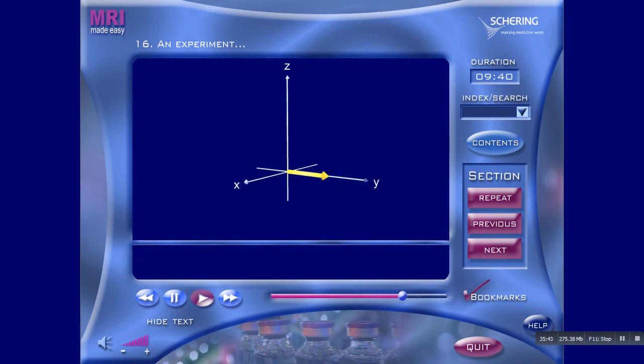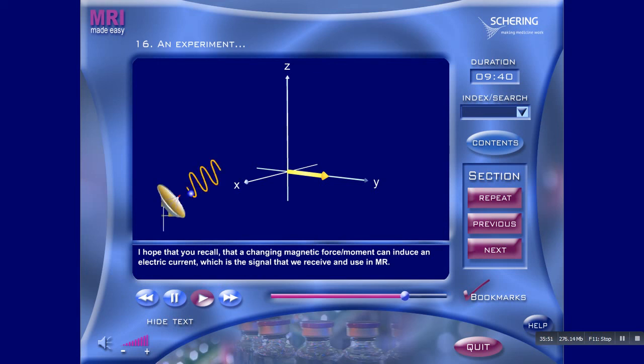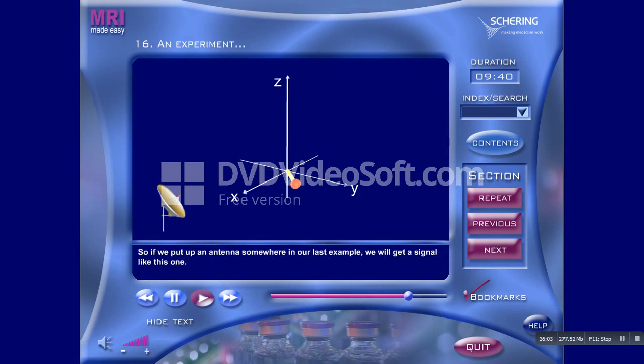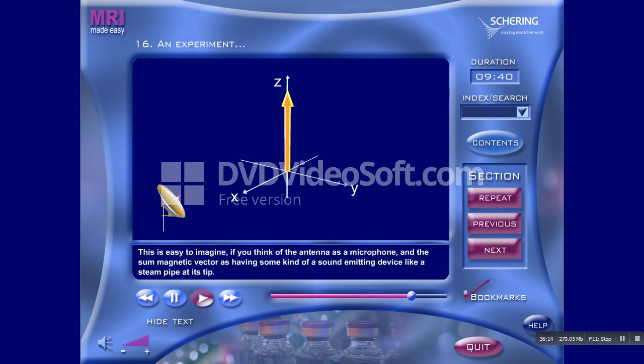I hope that you recall that a changing magnetic force, moment, can induce an electric current, which is the signal that we receive and use in MR. So if we put up an antenna somewhere in our last example, we will get a signal like this one. This is easy to imagine if you think of the antenna as a microphone and the sum magnetic vector as having some kind of a sound-emitting device like a steam pipe at its tip.